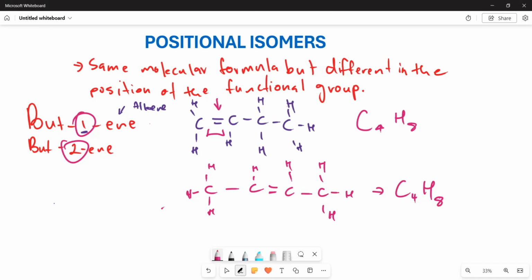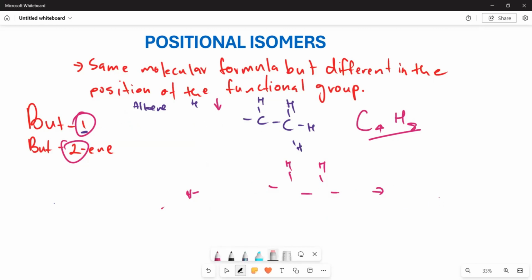C4H8, right? Now, this is going to be your molecular formula. The molecular formulas of these two things are still going to be the same, right? Now, let me just give you something else so that you can see what we are dealing with, right? Now, let's say I give you something else.